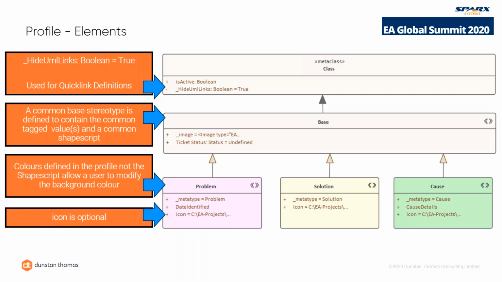The icon is optional and it's hard coded. The path is hard coded. So this means that if you give your MDG repository to a colleague, they must have the same path to the icons, otherwise the icons just won't work, or they reset the path. So that is important. That path is an absolute path to where your images are located.